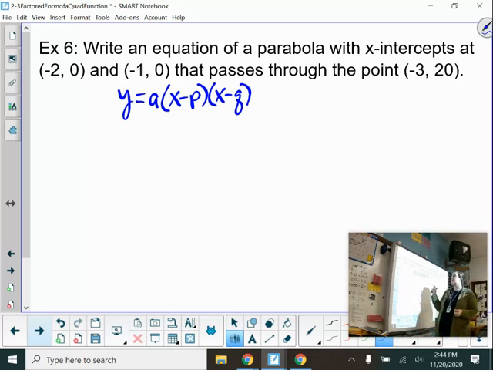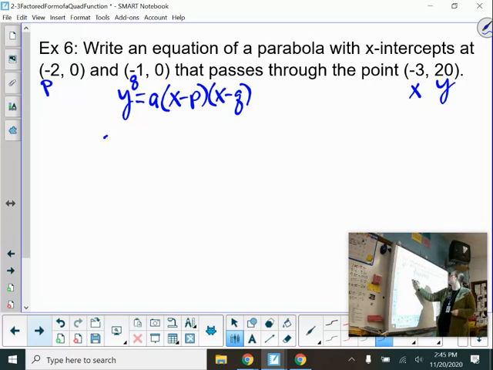Your x-intercepts, one is going to be p, one is going to be q. They are interchangeable, but I'm going to go ahead and let the negative 2 be the p. The q is negative 1, and then this point over here is going to be my x and y. Now I'm only going to plug in the negative 3 for the x and the 20 for the y in the beginning to solve for the a, and then once I write my solution, just like with vertex form, I'm going to leave x and y as the letters x and y.